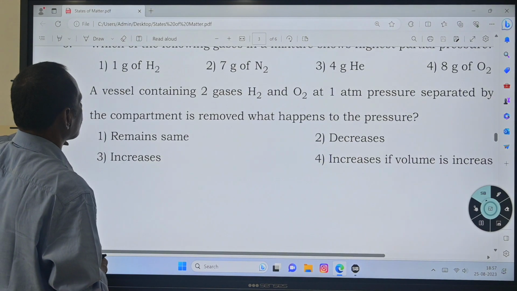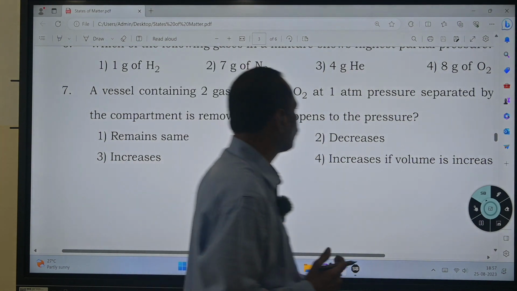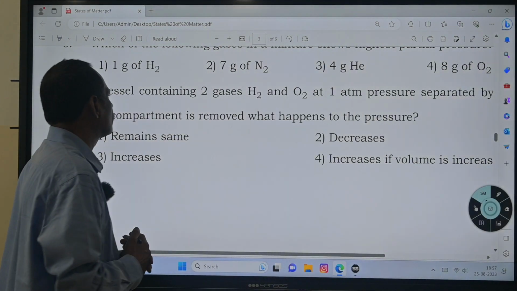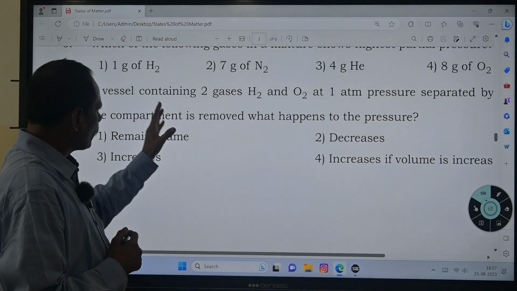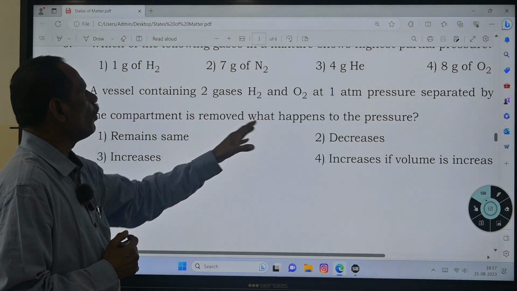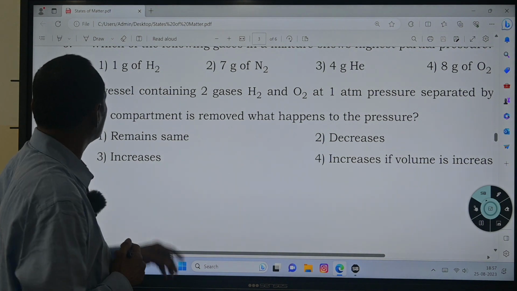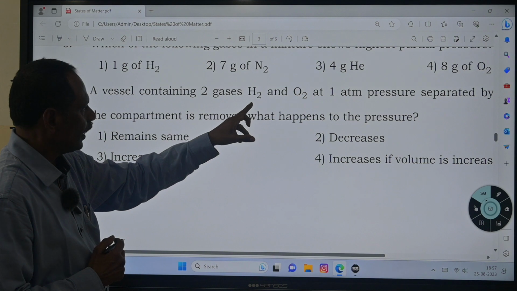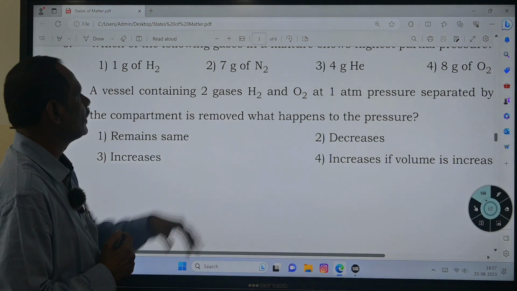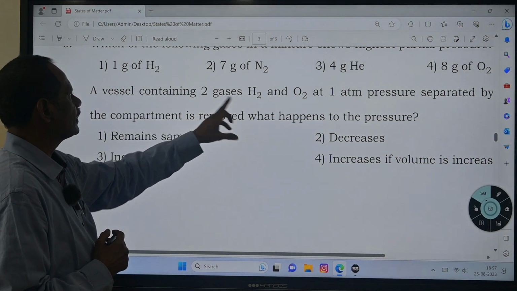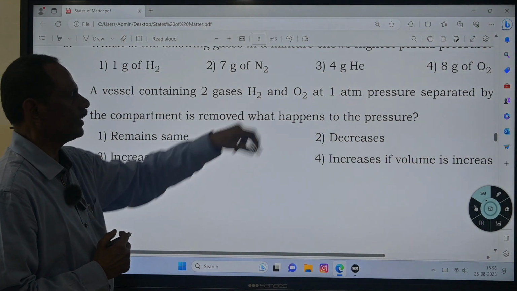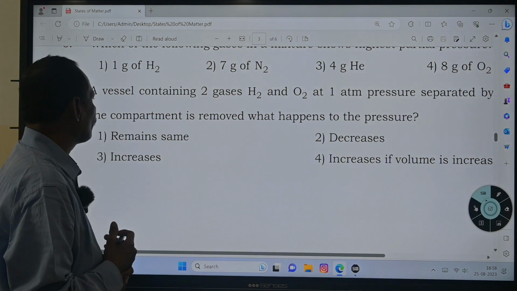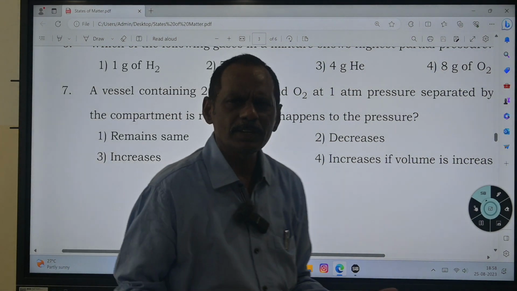The next one is: a vessel containing two gases, hydrogen and oxygen, at 1 atmosphere pressure, separated by a compartment. If the compartment is removed, what happens to the pressure? A vessel containing two gases, oxygen and hydrogen, at 1 atmosphere pressure. That means both the gases have the same pressure, 1 atmosphere and 1 atmosphere. If the compartment is removed, the pressure remains the same.